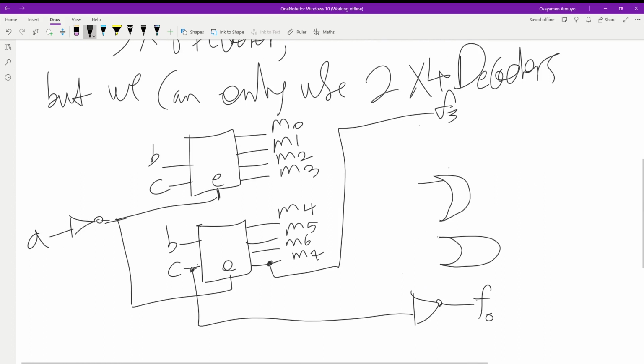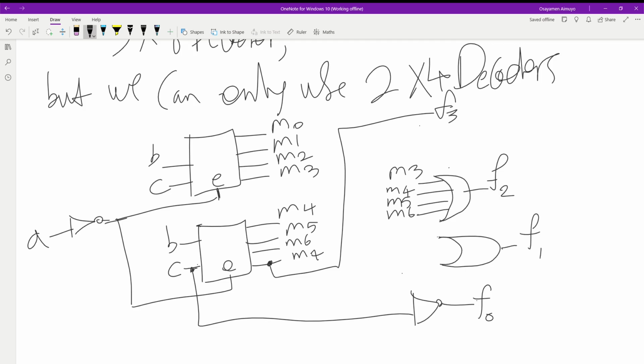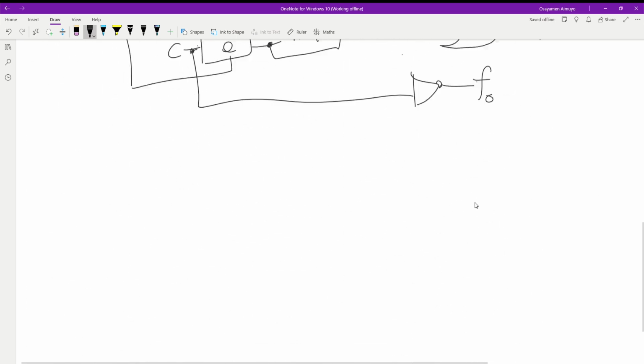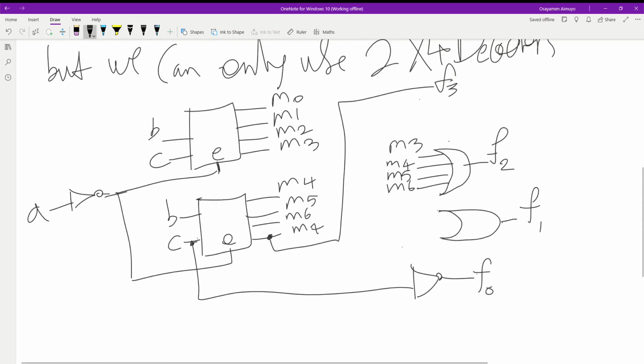Alright, so what do we do? And this is F2. While F1 is minterm 5, minterm 6, minterm 1, and minterm 2. 1, 2, 5, 6. So minterm 1.